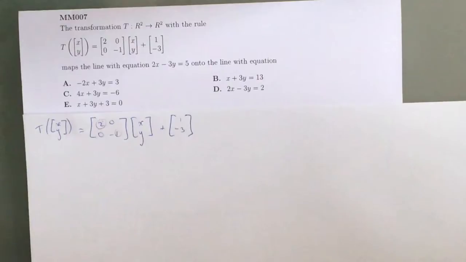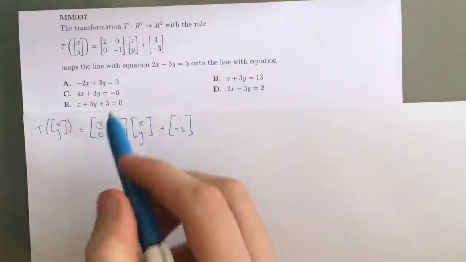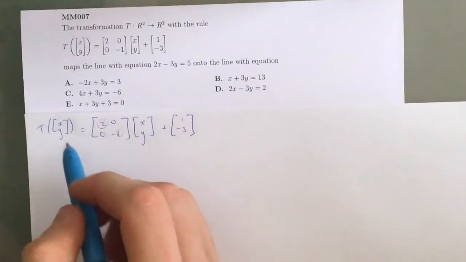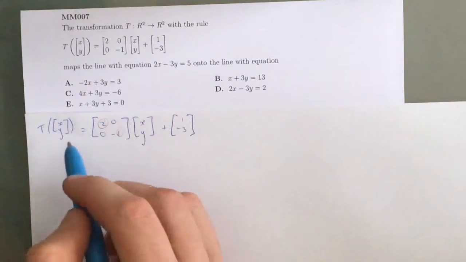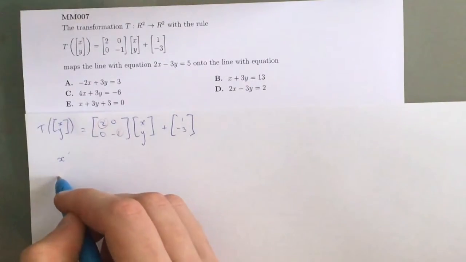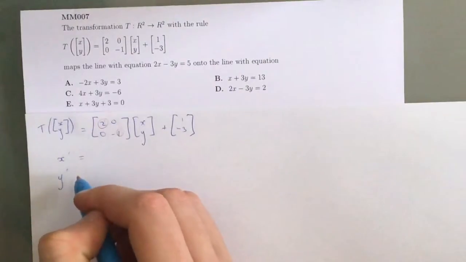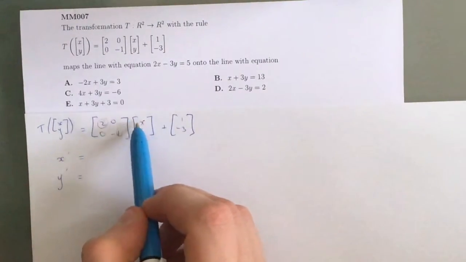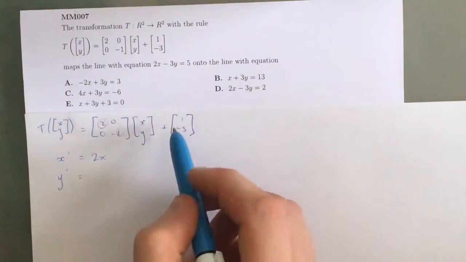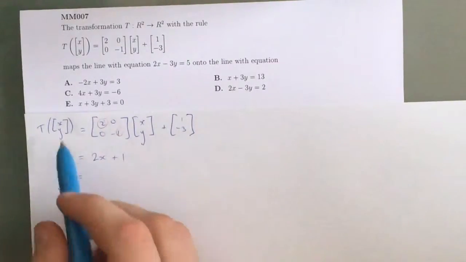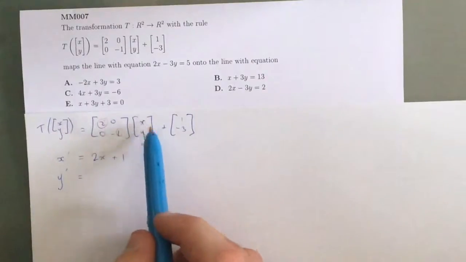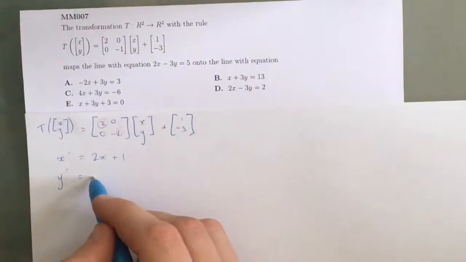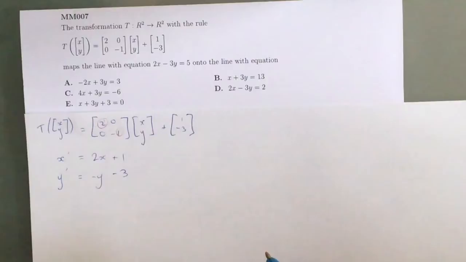Now, how do we create equations from this? So we basically go across. I like to say that this side of the equation is x dash and y dash. And then all you basically do is you times this 2 to the x, and then you plus 1. So x dash, which is this side, equals 2x plus 1. Same on this side, negative y, take 3.